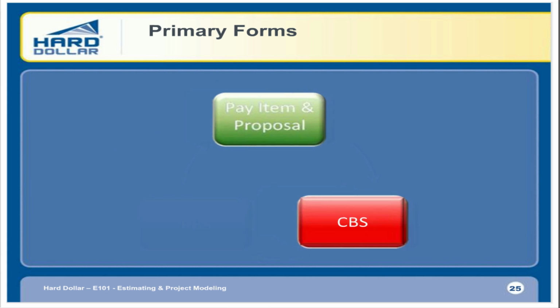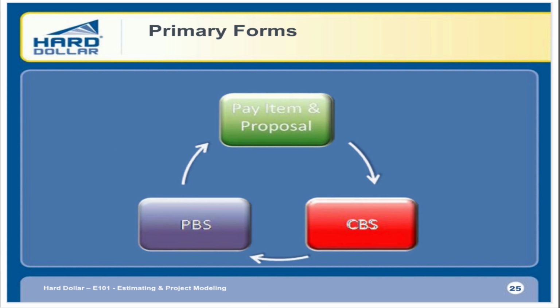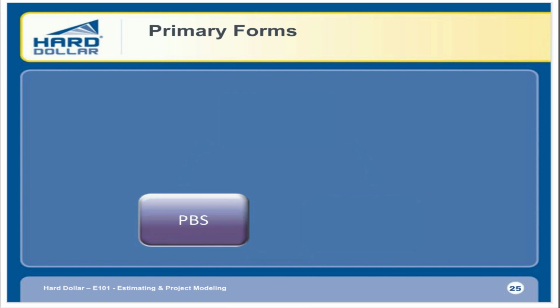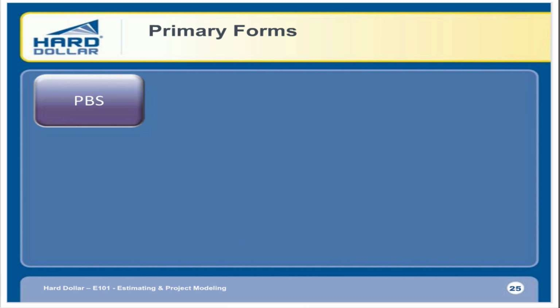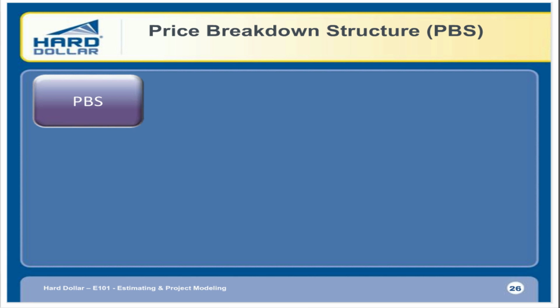Remember, there are 3 primary forms. So far we have discussed the pay item proposal form and the CBS. The third form we will visit is the price breakdown structure, or the PBS. The PBS form contains quite a bit of information regarding the costs in the job.